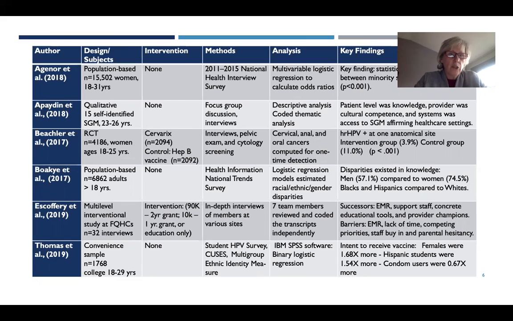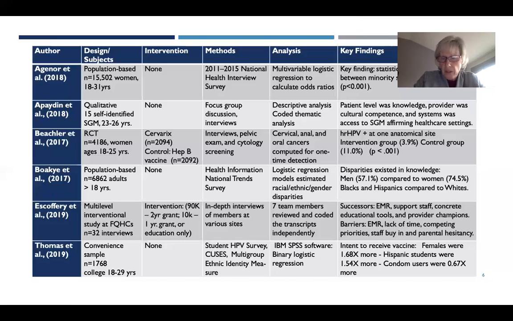The Apaden study from 2018, the second one on the screen, looked to examine health disparities in HPV vaccinations among sexual and gender minorities. They had 15 self-identified subjects between the ages of 23 and 26 years. I really like this study, mostly because it was done in Boston, and I'm really interested in the SGM population. There was no intervention. They used focus groups, discussions, and interviews. They did have a descriptive analysis of the subjects, but they used a coded thematic analysis. So this is really a qualitative study. And I'm really learning to like qualitative data. I'm working with it a little bit at work, and thematic analysis is fun.